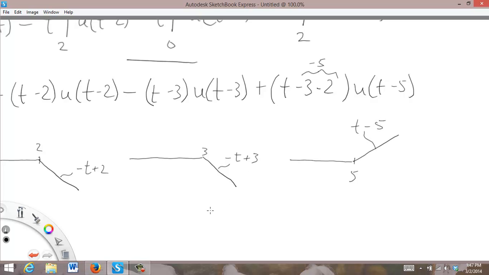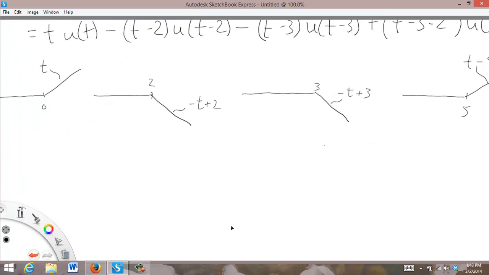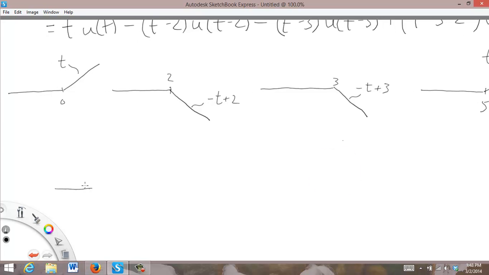And if you add these together, what you find is that you have a trapezoid that is 0 until 0, goes up in a positive slope until you get to 2, where it has a height of 2. Between 2 and 3, it has the height of 2, and then between 3 and 5, it falls down with a negative slope, and it's back to 0. That's it.